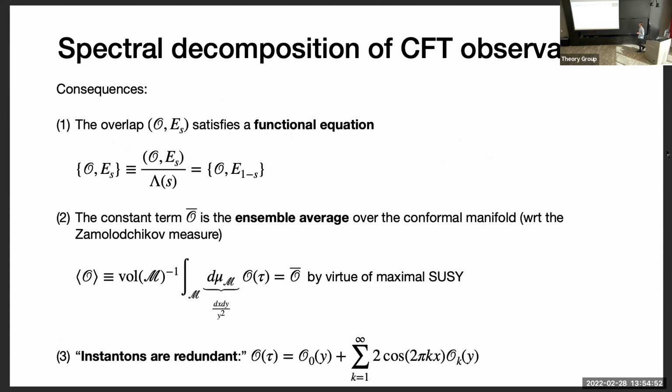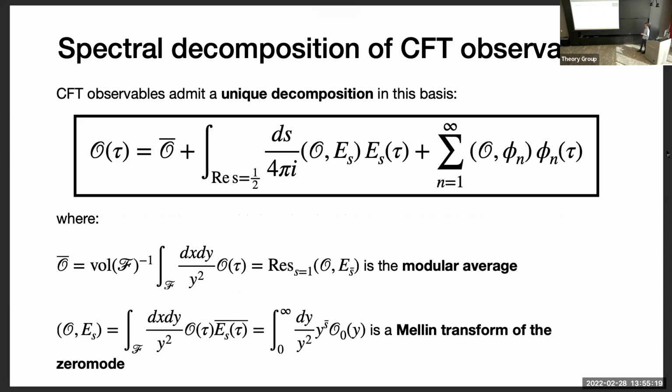Importantly, this constant term, which remember was the modular average, is also the ensemble average of the observable over the conformal manifold with respect to this measure inherited from the Zamolodchikov metric. And the reason for that is essentially due to maximal supersymmetry. So I define the ensemble average by integrating over the conformal manifold with respect to this measure, but because of maximal supersymmetry, this measure is just the Poincare measure. So it's the exact same as the modular average. So in the spectral decomposition, the ensemble average is cleanly isolated.